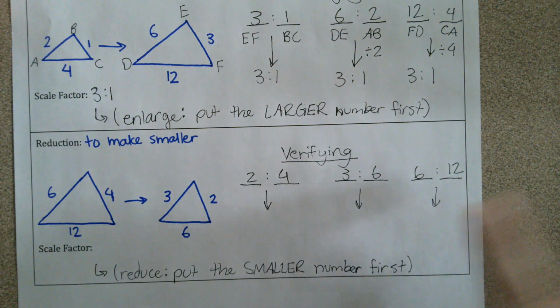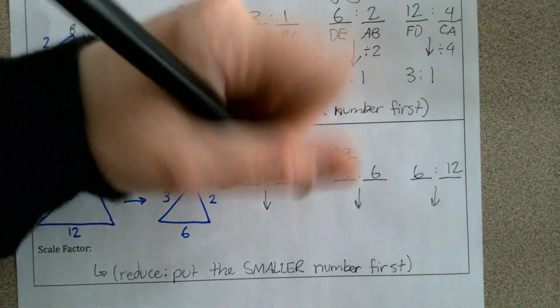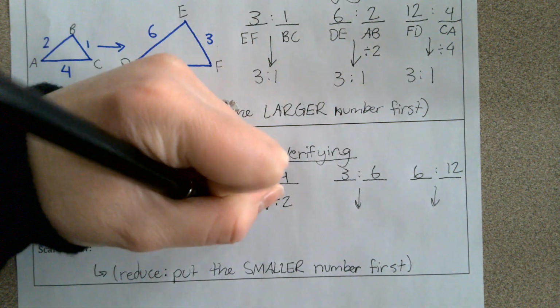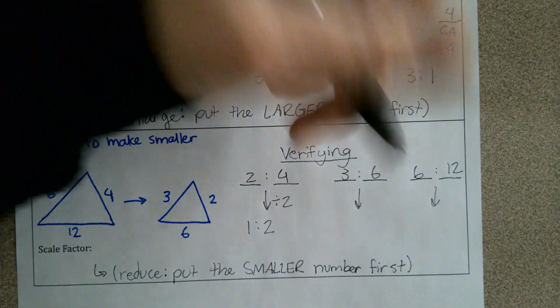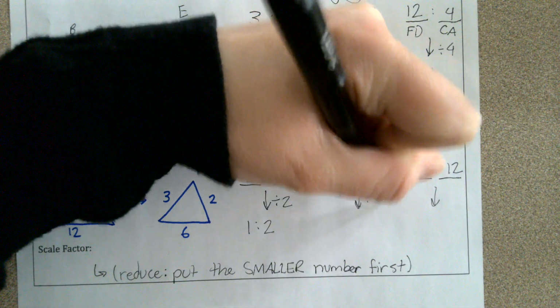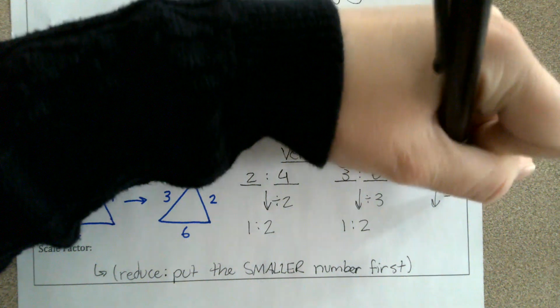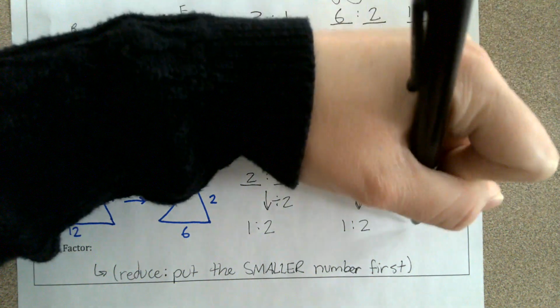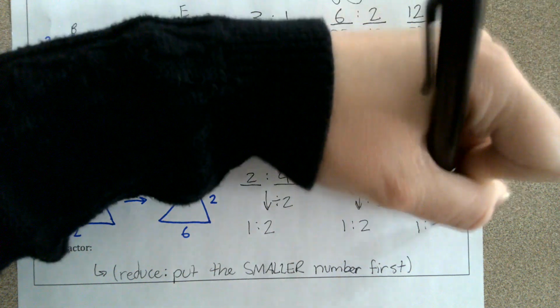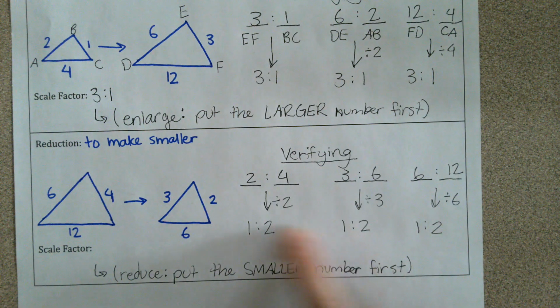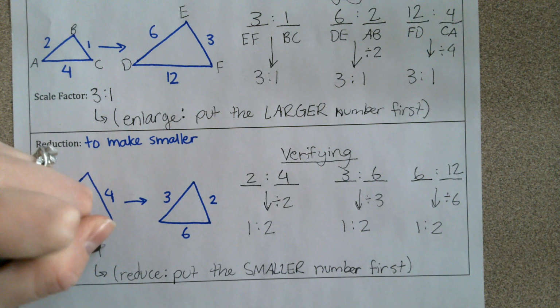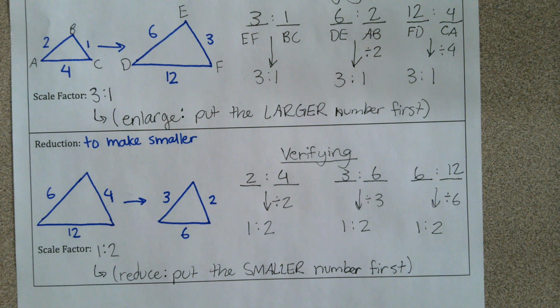Simplify. These all have to be simplified here. 2 and 4 can both be divided by 2, and that leaves you 1 to 2. 3 and 6 can both be divided by 3. That leaves you with 1 to 2. And 6 and 12 can both be divided by 6. Which again, 6 divided by 6 is 1. 12 divided by 6 is 2. You want 1 to 2. You want them all to come out the same. So my scale factor is in fact 1 to 2.